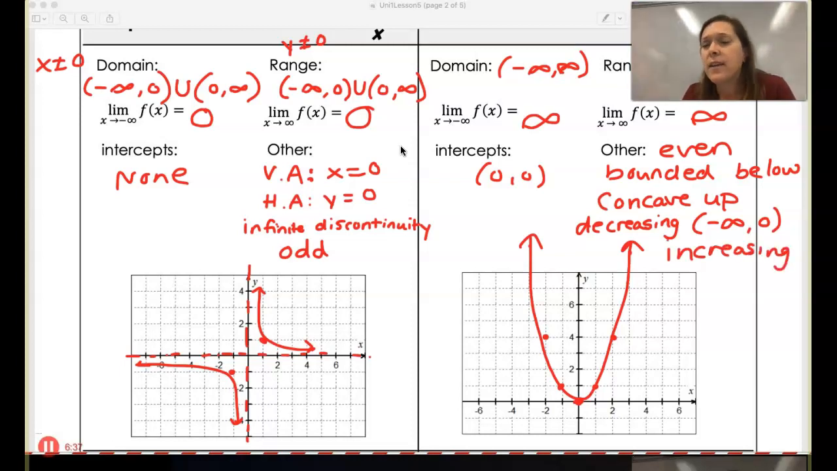And I just realized my face is probably over some of that stuff, so I apologize. Increasing from 0 to positive infinity. And anything else that we can talk about? Nope, I think that's good.